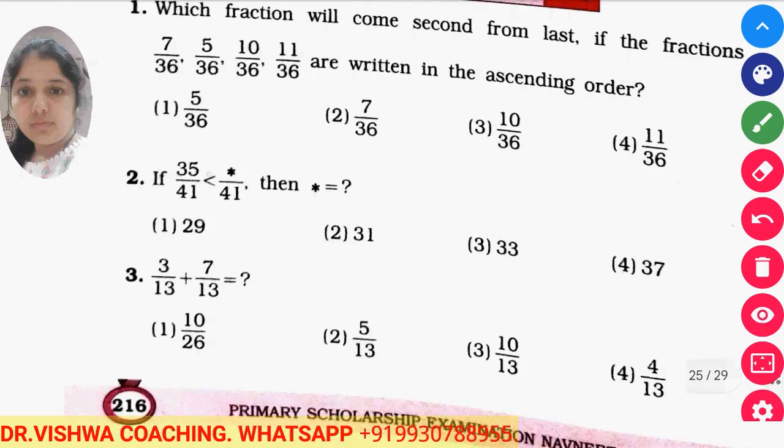Okay. Now here the star value we have to find, and the star fraction is greater than 35 upon 41, where denominators are same. Again we have to find the star value as the number which is greater than 35. So you will get the answer, and this is for homework.